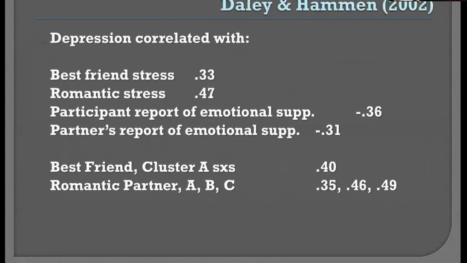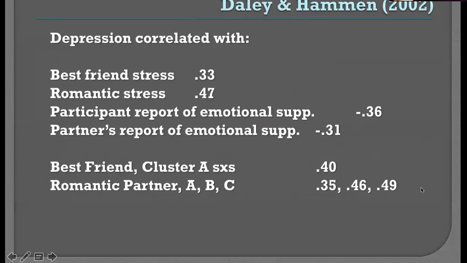So some empirical data along the same lines, still from Connie's group. Again, these are regression weights, or correlation ends up being the same. Closer to 1 or closer to -1 is good. All of this is going to be statistically significant. So let's go through it. Depression is correlated with having stressful issues with your best friend, having romantic stress. It's negatively associated with participant report of emotional support and partner's report of emotional support.